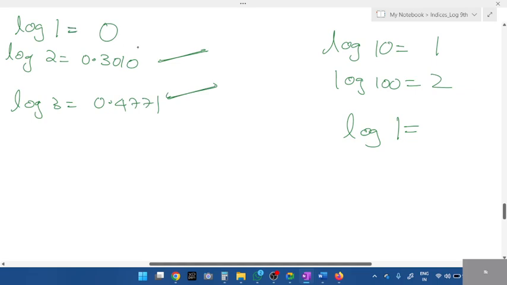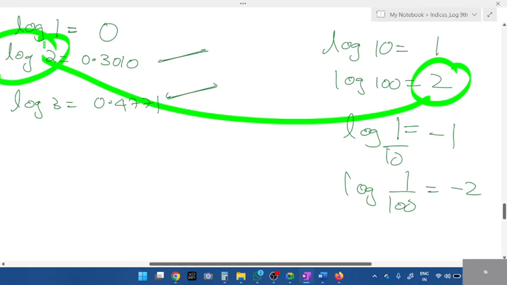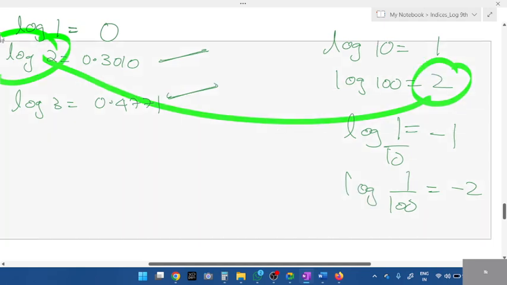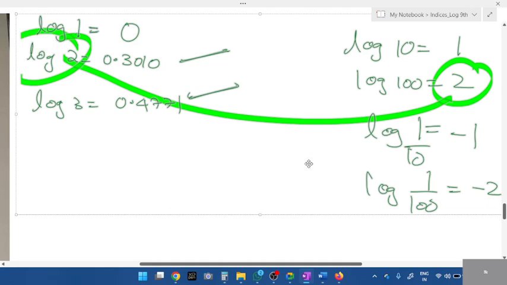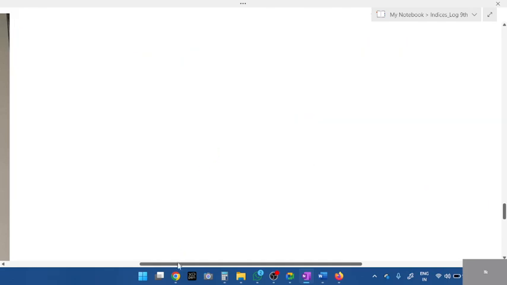Don't get confused with log 1, students. Log 1 is 0. Log 1 by 10 is minus 1. Log 1 by 100 is minus 2. See, these are two different topics. Don't get confused with this 2 and log 2. Both are different. I will make a note, or do you all remember these values?